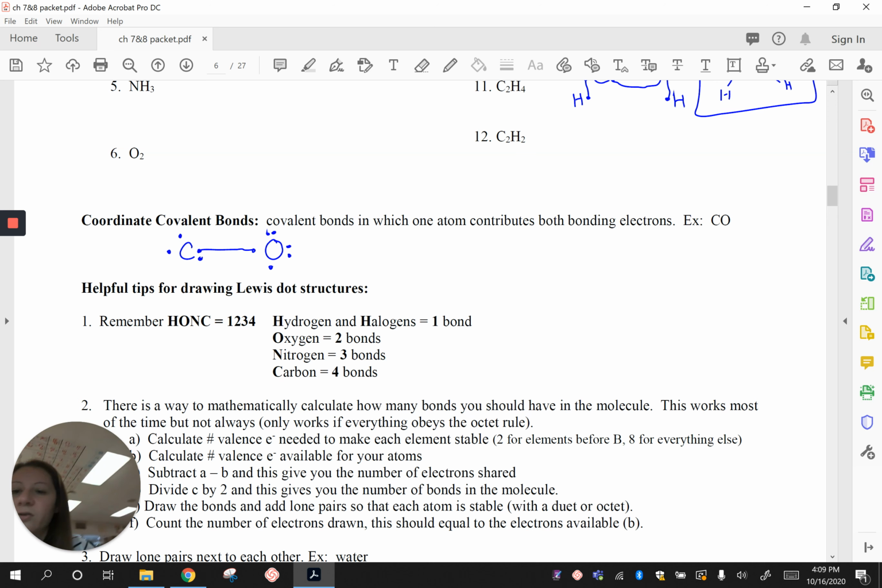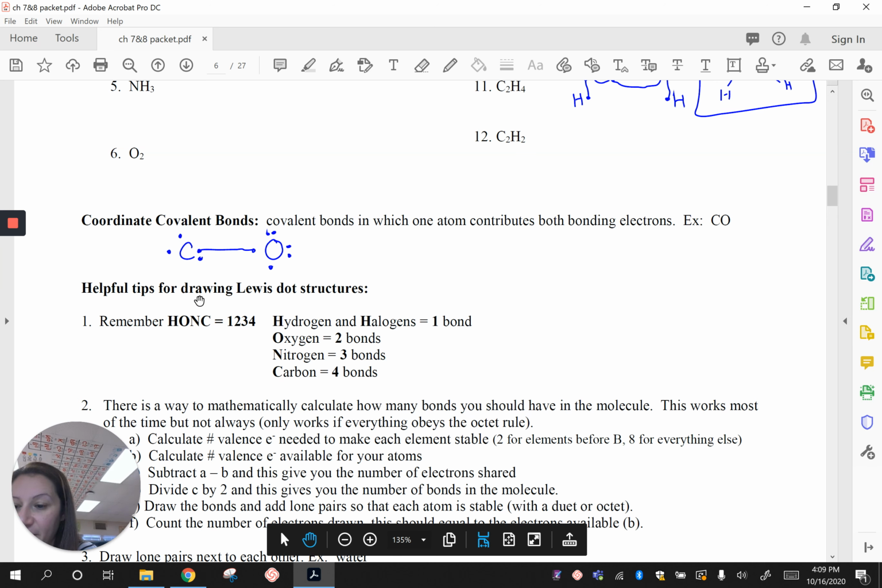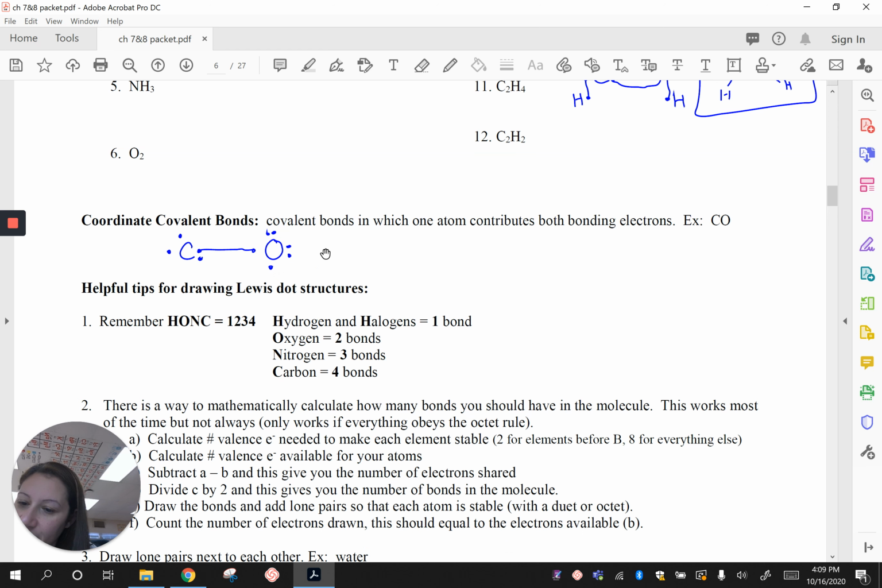Right now, this carbon has 5. This oxygen has 7. So they both want more, so let's bond another pair. Now the carbon has 6, so it needs more, but the oxygen already has 8. If we try to bond a third pair, what's the problem with that? Well, carbon has 7, but now oxygen has like 9. That's more than it wants, so this does not work.